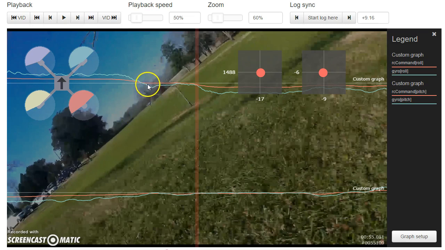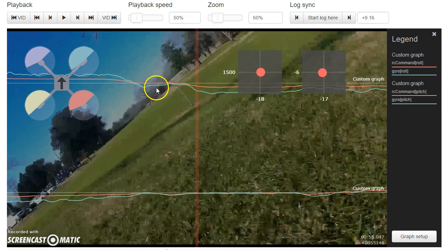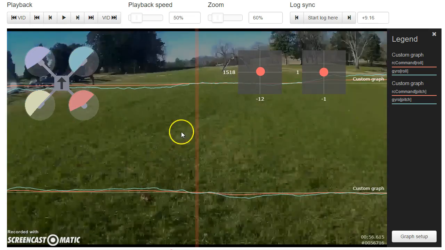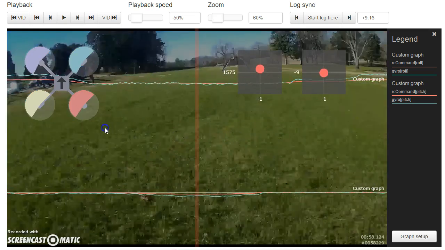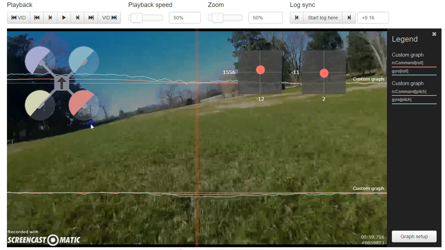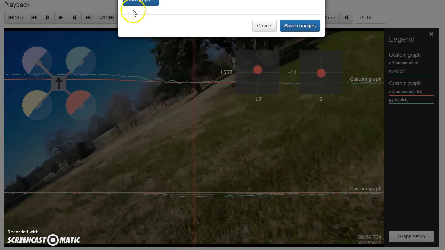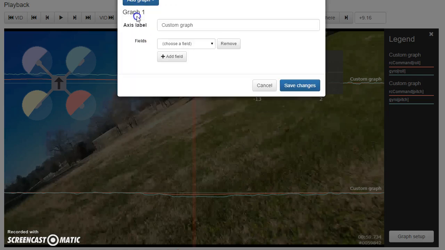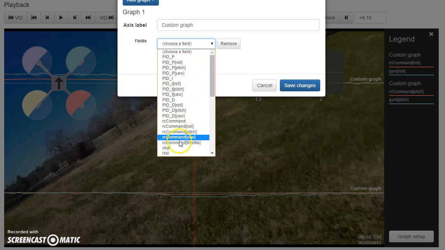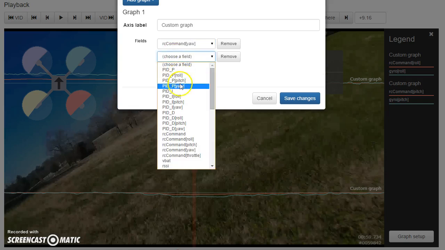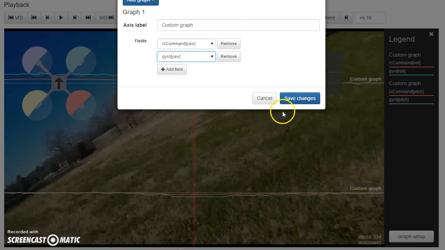Oh, here's another example. RC command 0, roll is not quite 0. So maybe I need to look at my tune a little bit on the roll axis and see if I could clean that up, or maybe I should not nitpick so much and I should just get out and fly. But the more extreme those discontinuities are, the more I would say that there's an issue with the tune that maybe needs to be looked at. Let's take a look at the yaw axis real quick and see how the yaw axis is doing. I'm going to add custom graph, RC command yaw, and gyro yaw.